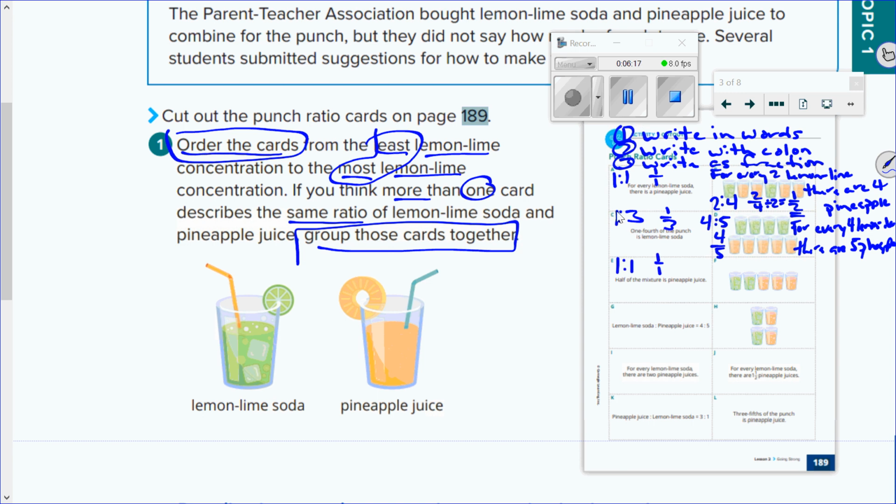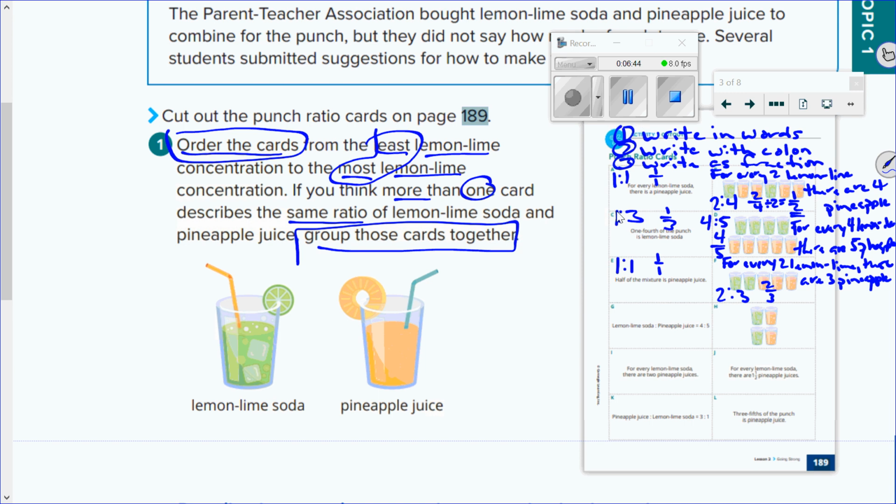Our next one, again, we have a picture. So I'm going to say for every 2 lemon lime, there are 3 pineapple, which now becomes 2 to 3 or 2/3.